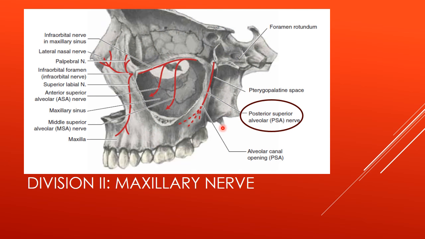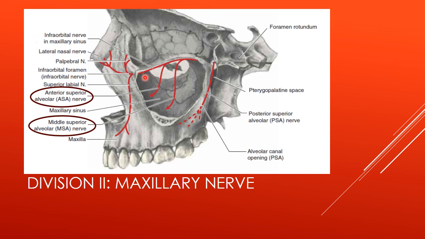In the pterygopalatine space, a third branch of the maxillary nerve splits off and passes through the inferior orbital fissure on the floor of the orbit and enters the infraorbital canal, where it becomes the infraorbital nerve. While within this canal, the infraorbital nerve gives off two branches, the MSAN or middle superior alveolar nerve and the anterior superior alveolar nerve or ASAN.